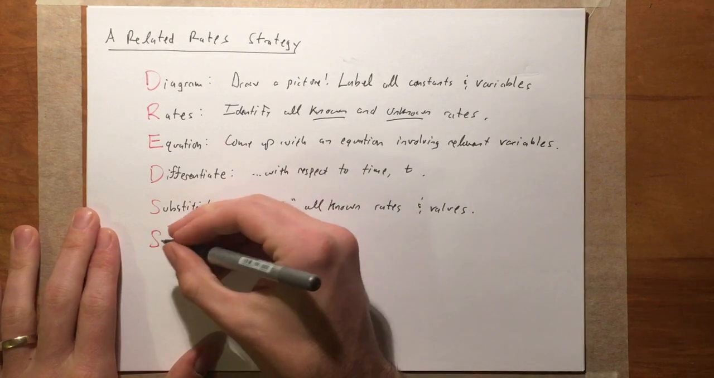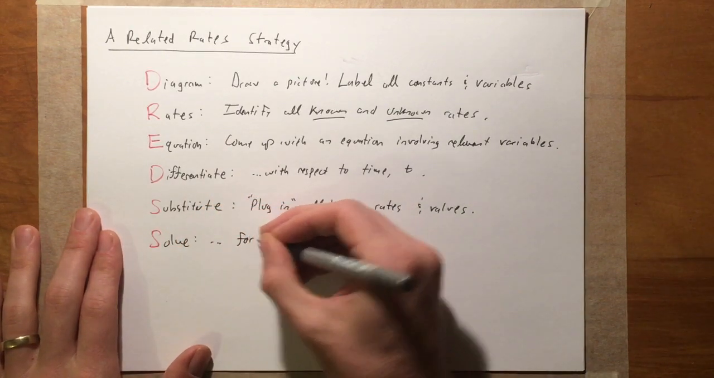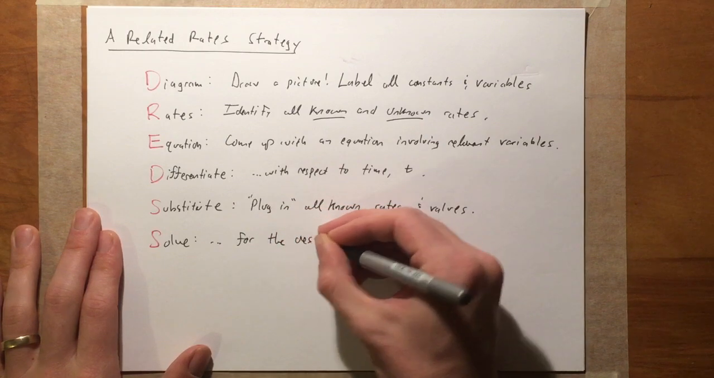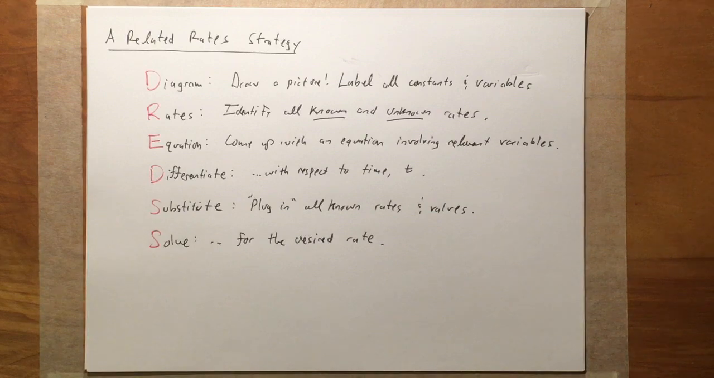The last thing to do is to solve, and you're going to solve for the desired rate, whichever rate you're trying to find. Okay, so DREADS. I'm going to use this step-by-step process in the next couple of examples.